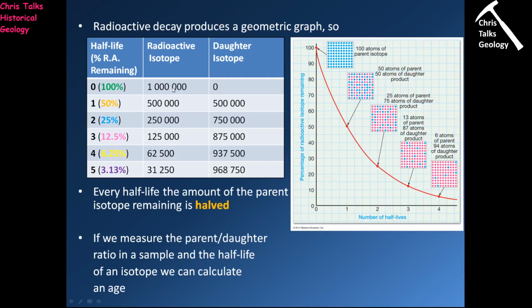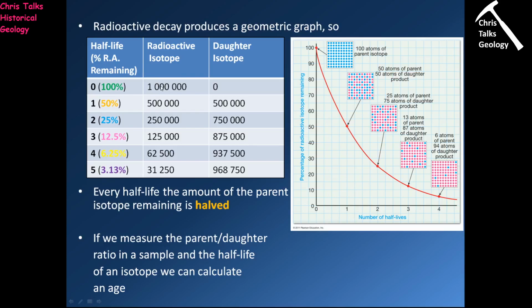So what you're going to notice is the amount of parent isotope each time is going to decrease by half, and obviously the remainder is going to be added to the daughter isotope column. The most important thing to think about is that we're not actually losing anything. So if you take a second and start adding up all these numbers, you're going to notice you always end up with 1 million isotopes.